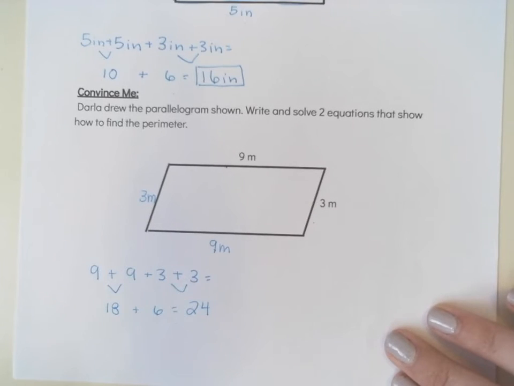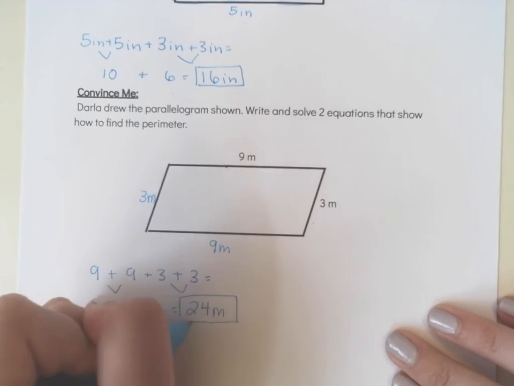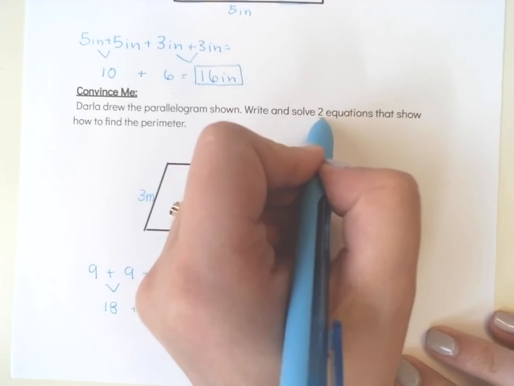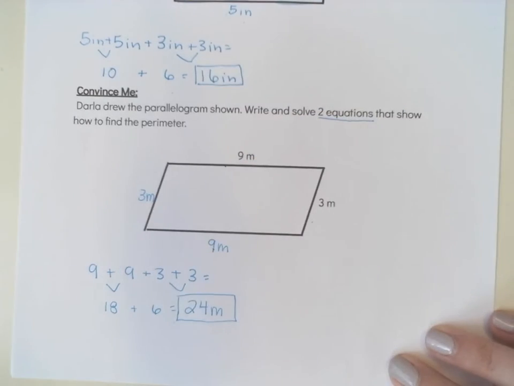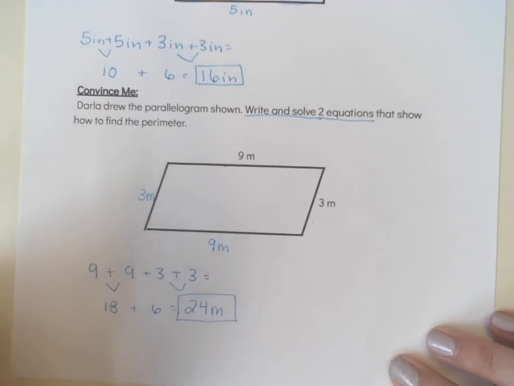Now, just like above, we need to make sure we write our measurements. So what did we measure each of our sides in? Was it inches, feet, centimeters, meters? It was meters. So I'm going to write my M here so I know what my measurement was. Okay? Now, something that's slightly tricky about this is it asks us to solve 2 equations, right? And solve 2 equations in order to find the perimeter. So this was our equation number 1. Our addition, our repeated addition.